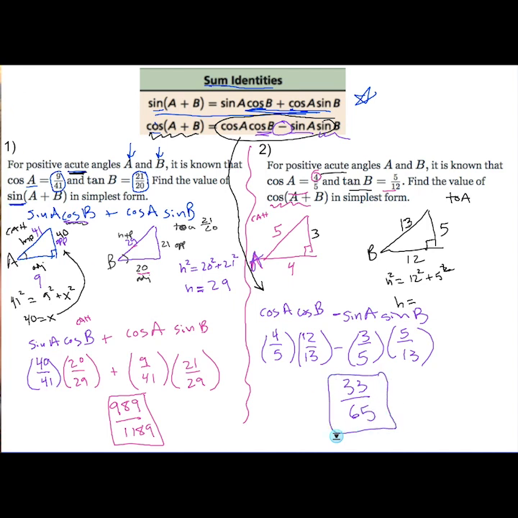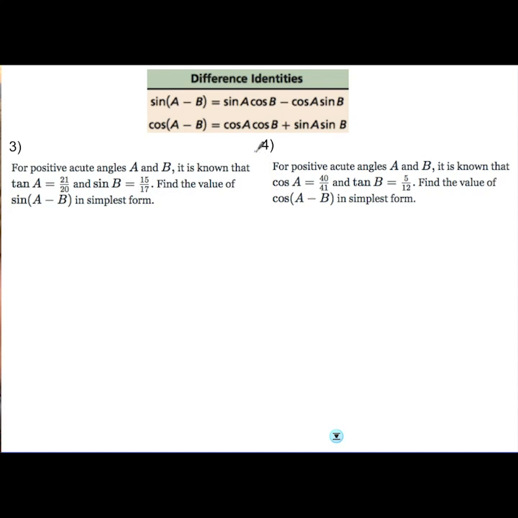Done deal. That's called the sum identities. Now the other two identities follows the same logic here, except your formulas are different. So again, remember, a trig identity is an equation that's always true.